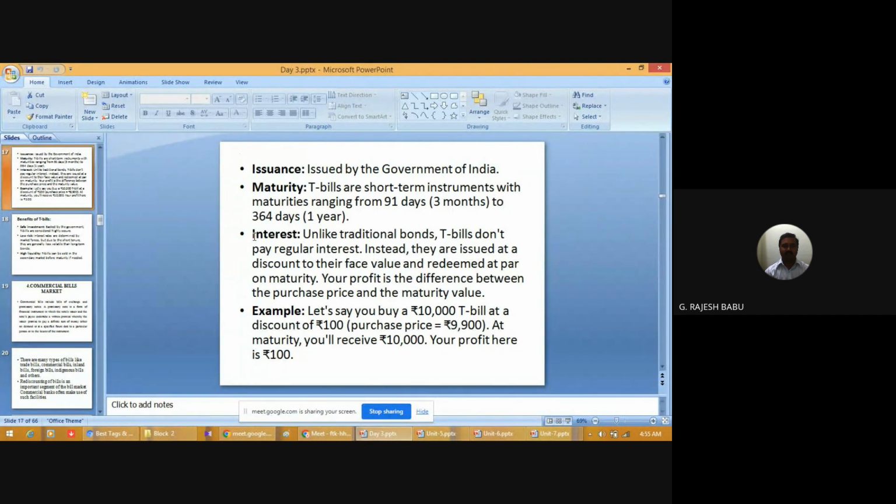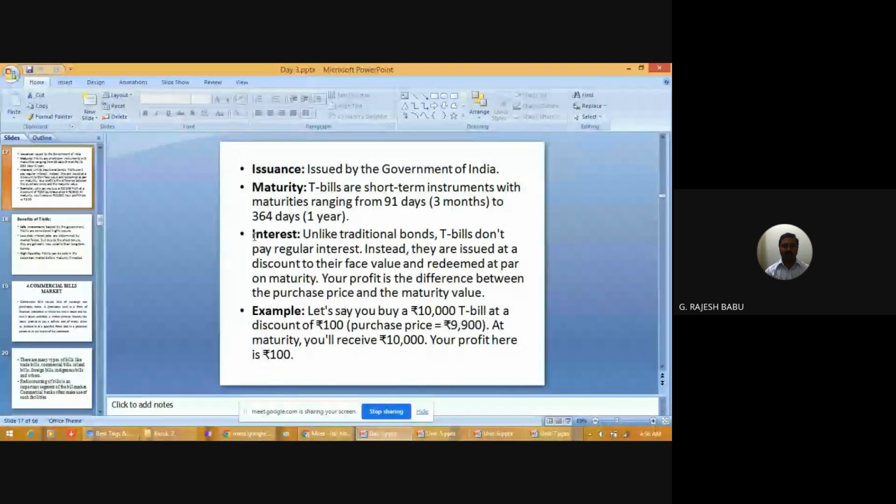Unlike traditional bonds, treasury bills don't pay regular interest. Instead, they are issued at a discount to their face value and redeemed at par on maturity. Your profit is the difference between the purchase price and the maturity value.